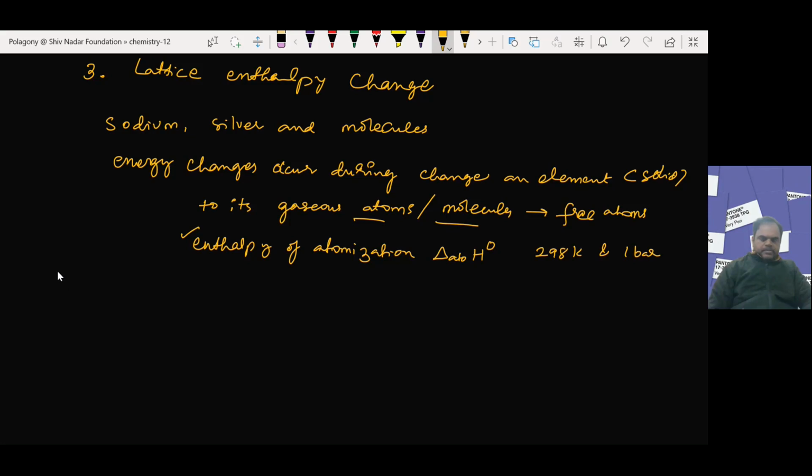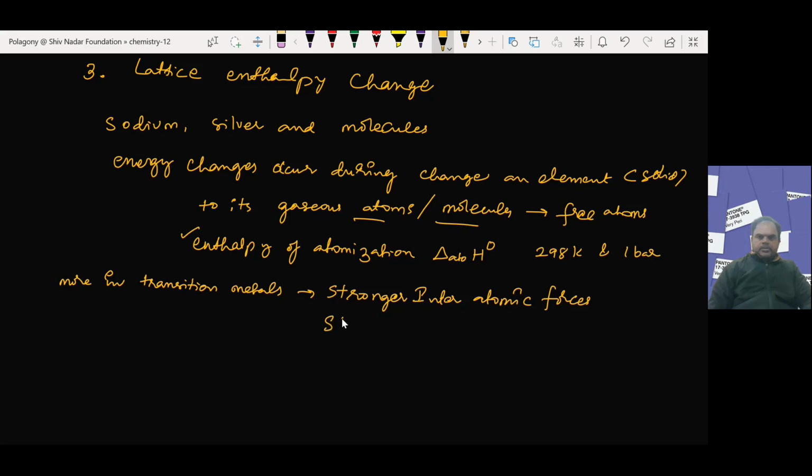Generally, enthalpy of atomization values will be higher in transition metals due to stronger interatomic forces between them. Indirectly, we can say stronger metallic bonds.